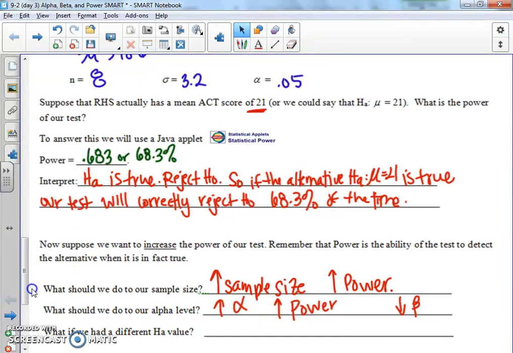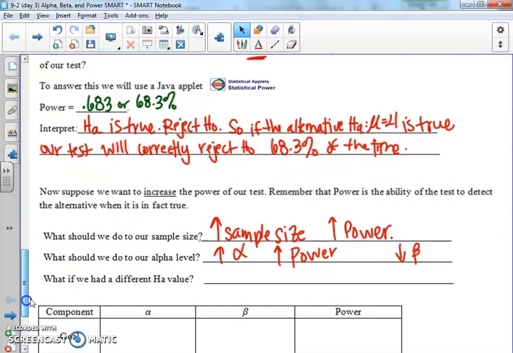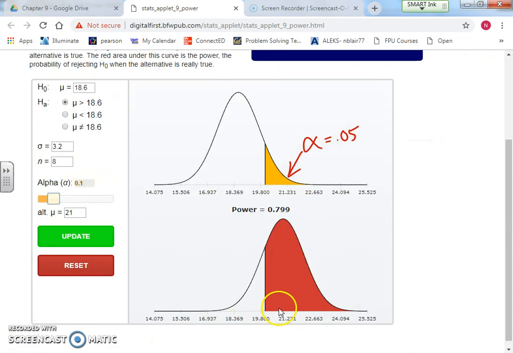Okay. What if we had a different alternative value? I keep saying that we don't usually know the true value. We don't usually know what the true sampling distribution looks like. But right now we're saying, let's see what it looks like if the truth was 21. Let's increase that. What if the truth was even further away from the claim? What if the truth was 22? Well, what's going to happen is it's going to shift the center of this sampling distribution over.